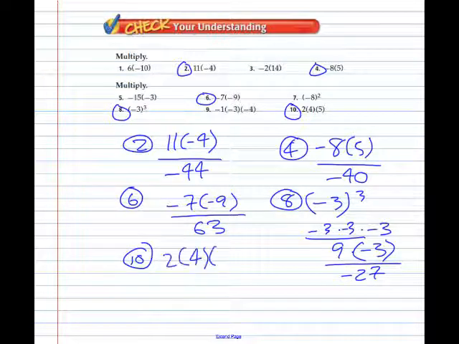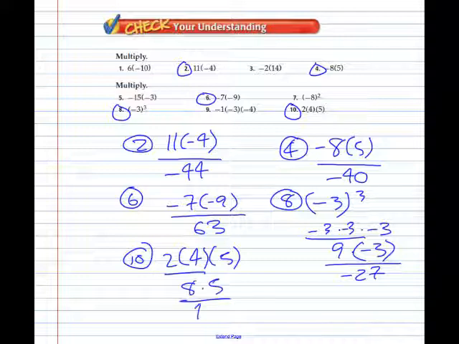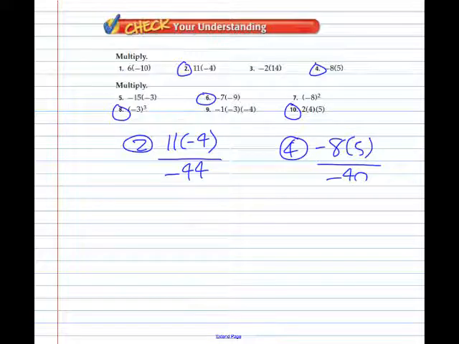And finally, number 10, 2 times 4 times 5, 8 times 5 is 40.